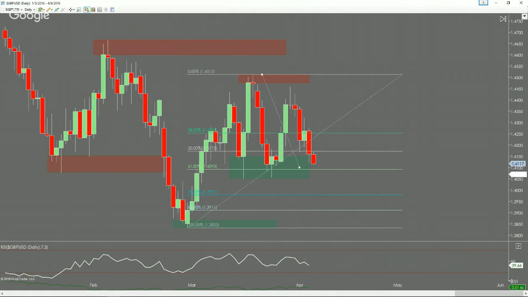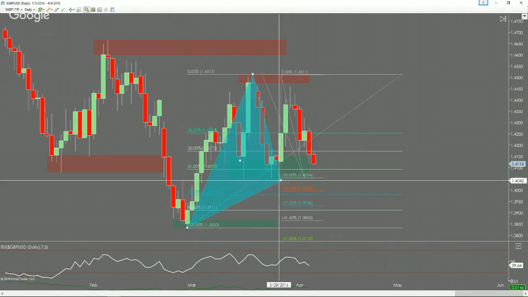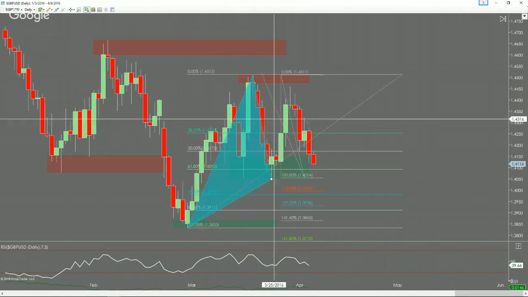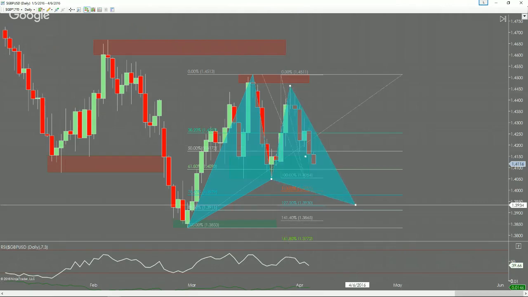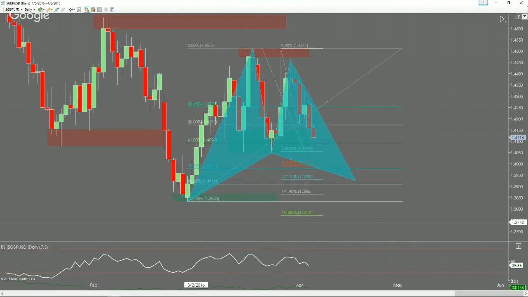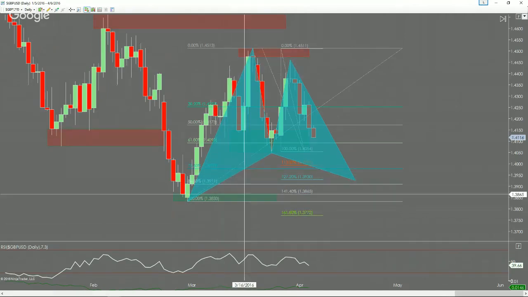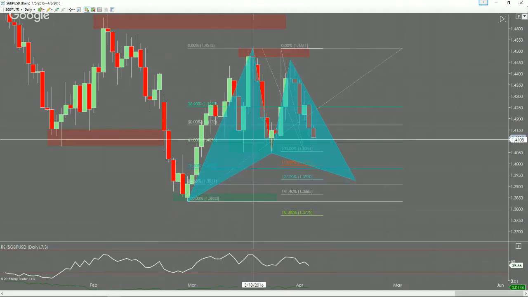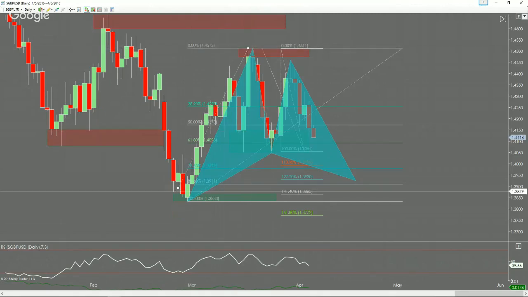or we can come back down to a 127 extension right here, and if that happens, we could have a potential Gartley pattern in the daily. Again, one thing to be mindful about the daily is that it is a little bit more risk, usually over 100 pips of risk.